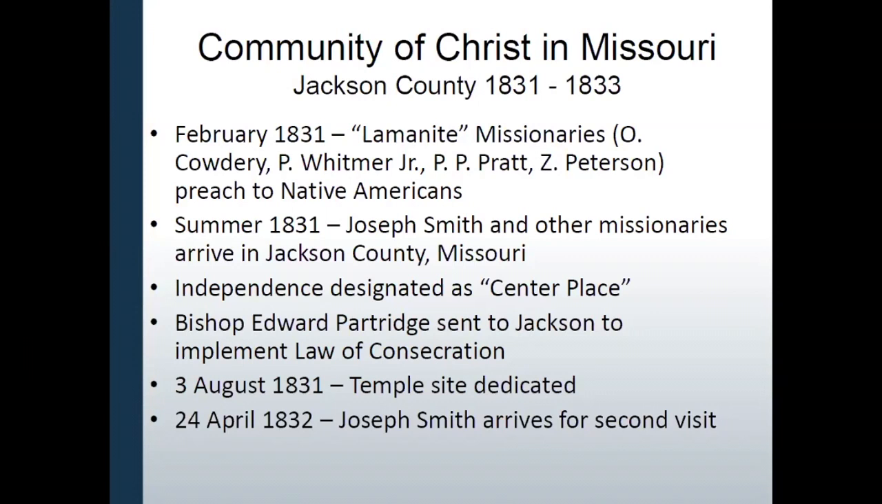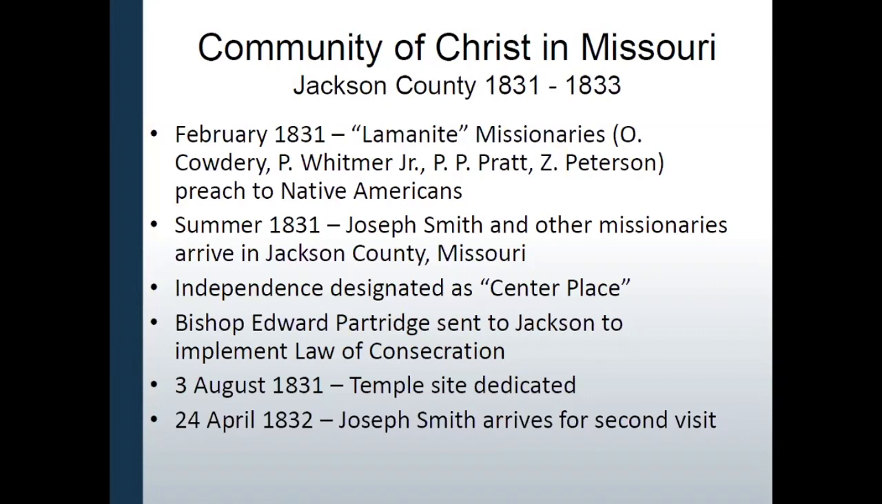Soon Bishop Edward Partridge is sent to Jackson to implement the law of consecration, this opportunity to share all things common. They quickly ran into trouble. Somebody joined, consecrated their property, left, and wanted their property back and sued us. So they're fairly quickly having some challenges on that concept of all things common.